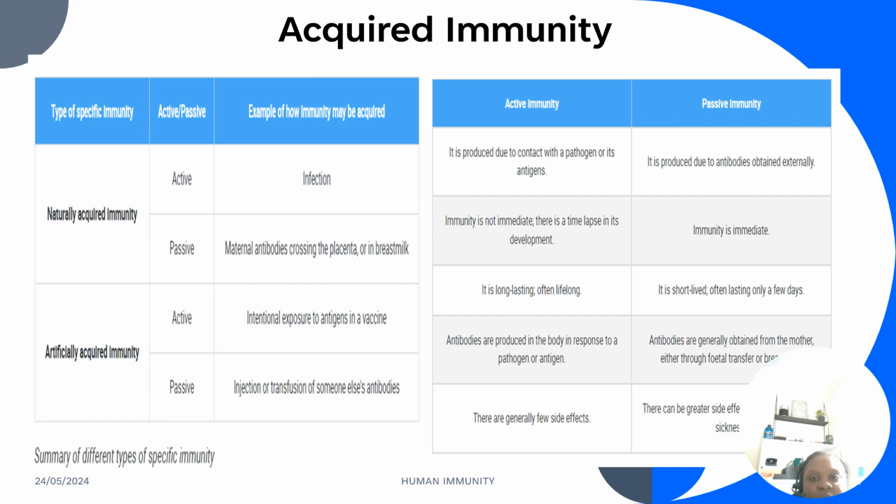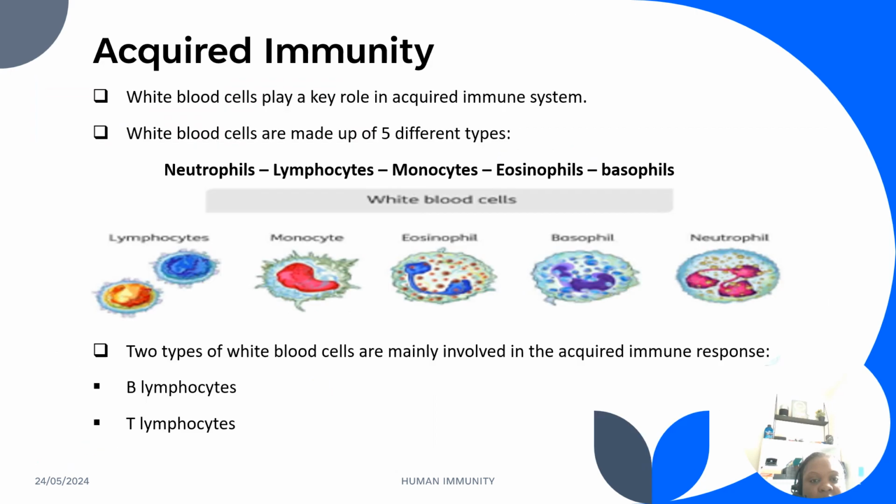Artificially acquired immunity differs from naturally acquired immunity in that artificial immunity involves some form of human intervention, whereas natural immunity entails exposure of the body to a pathogen without any human intervention. The immune response is made up of specialized white blood cells, or leukocytes. Leukocytes are involved in defending the body against infections and foreign bodies. There are five different types of white blood cells, which are neutrophils, lymphocytes, monocytes, eosinophils, and basophils.